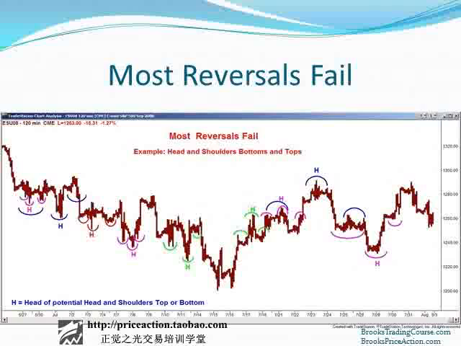Every now and then, you get a reversal instead of a continuation of the trend. So sometimes, rarely, head and shoulders tops lead to reversals. Head and shoulders bottoms sometimes actually lead to reversals. But most head and shoulders bottoms become bear flags and the market continues down. Most head and shoulders tops become bull flags and the market continues up.